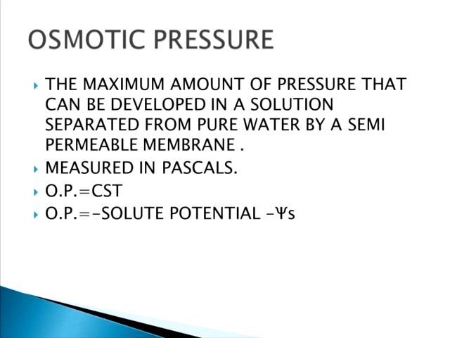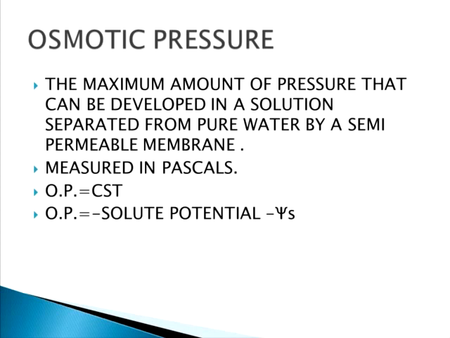All of you know that in osmosis, water or any solvent starts moving from the region of its higher concentration towards the region of its lower concentration. So the amount of pressure that can be developed so as to stop this flow is known as osmotic pressure. Osmotic pressure is measured in pascals. Pascal, the unit of pressure, is a force of 1 Newton in an area of 1 meter square.